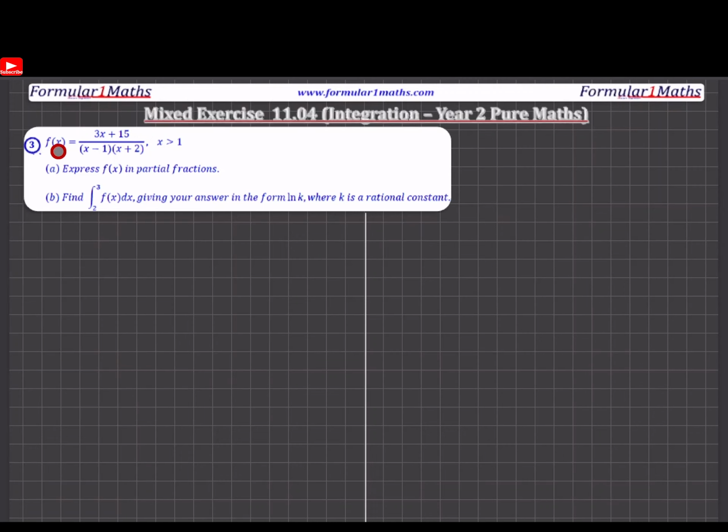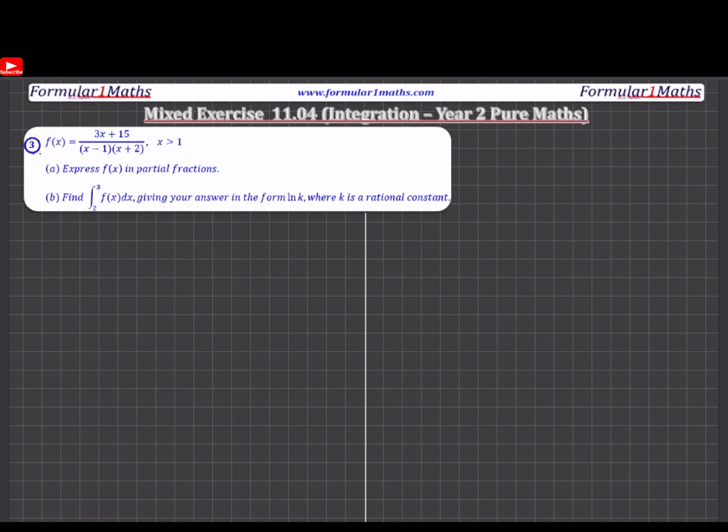Question 3. f of x is equal to 2x plus 15 all over x minus 1 times x plus 2, for values of x bigger than 1. A. Express f of x in partial fractions. B. Find the integral of f of x with respect to x between the limits of 2 and 3, giving your answer in the form ln k, where k is a rational constant.